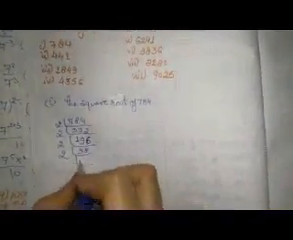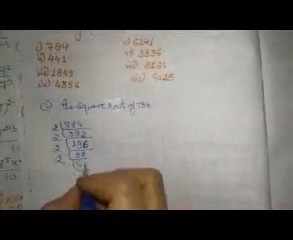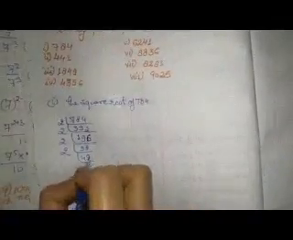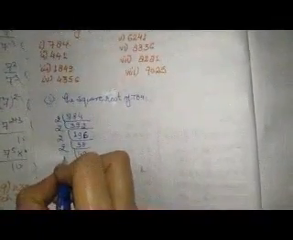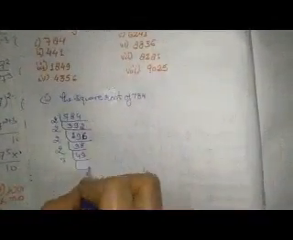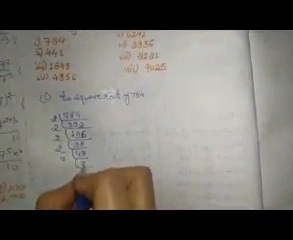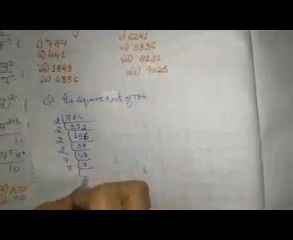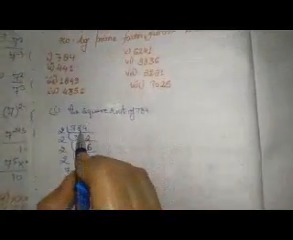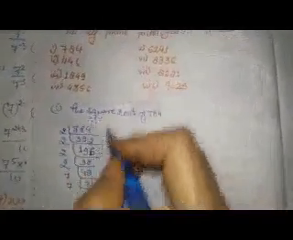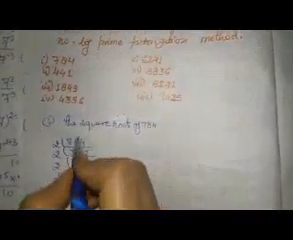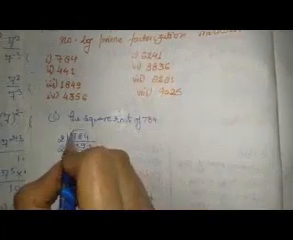It can be divided by 2. 2 4s are 8. 2 9s are 18. Now it is 49. It can be divided with 7 only. 7 7s are 49, and 7 upon 1.